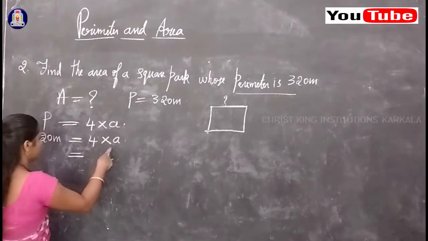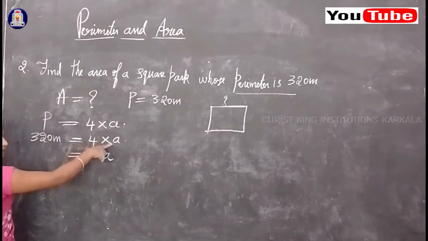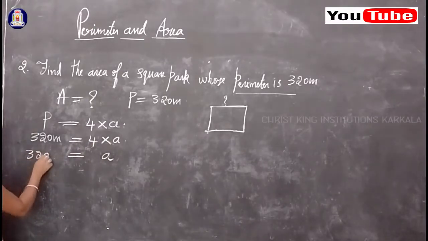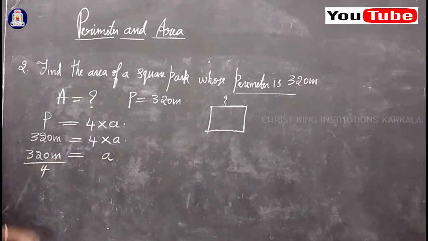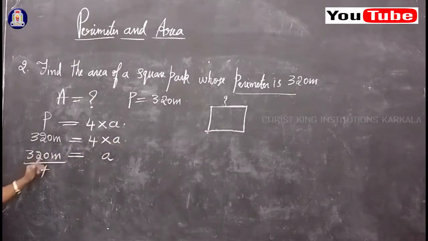So 4 into A. A will remain in the same place. The 4 is multiplied, so it will divide on the other side. It will divide because it is multiplied. It is going to the other side of the equal sign, so it will divide. Clear? So now 4 divides 320.